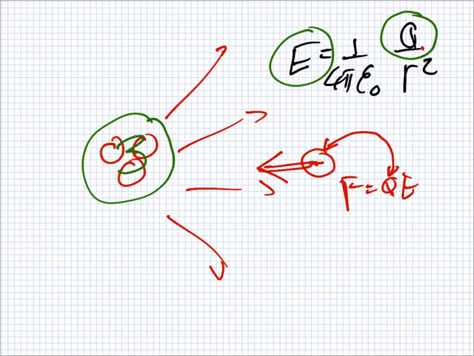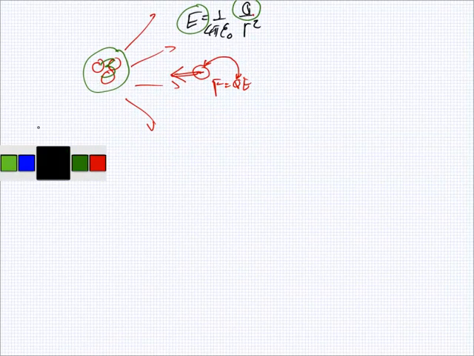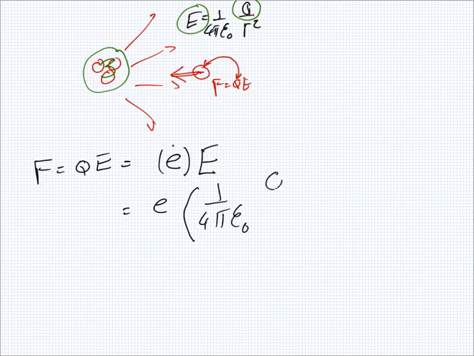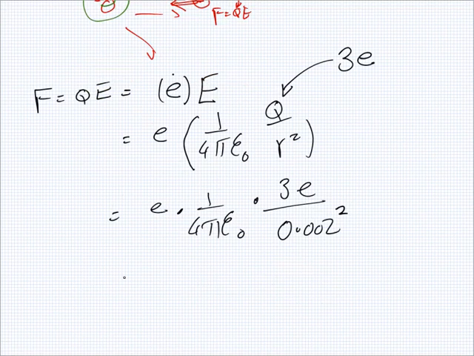Have a look. So F equals QE. That will equal e for the electron times E. This is for the electron. Now the formula for E is 1 over 4 pi epsilon 0 q over r squared. And what's this q? 3e. So this will be e times 1 over 4 pi epsilon 0 times 3e. And what's the distance? Did I tell you? 2 millimeters, 0.002 squared.